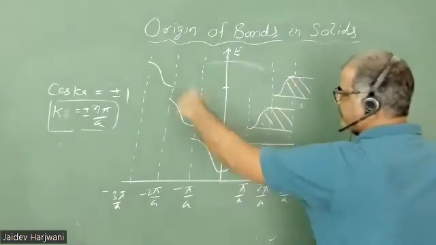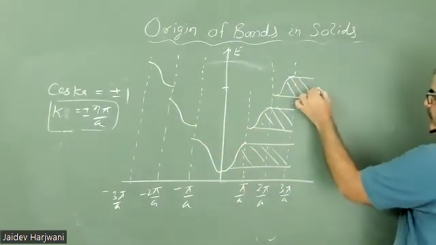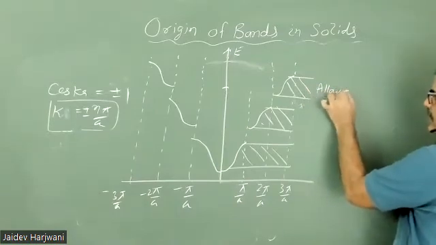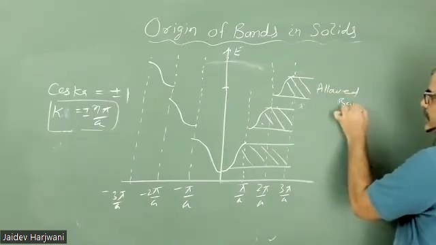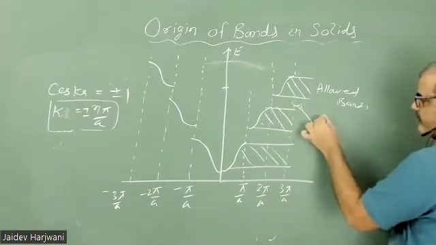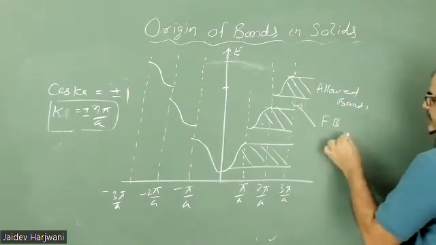So these are your allowed bands. And this is your forbidden band, forbidden bands.